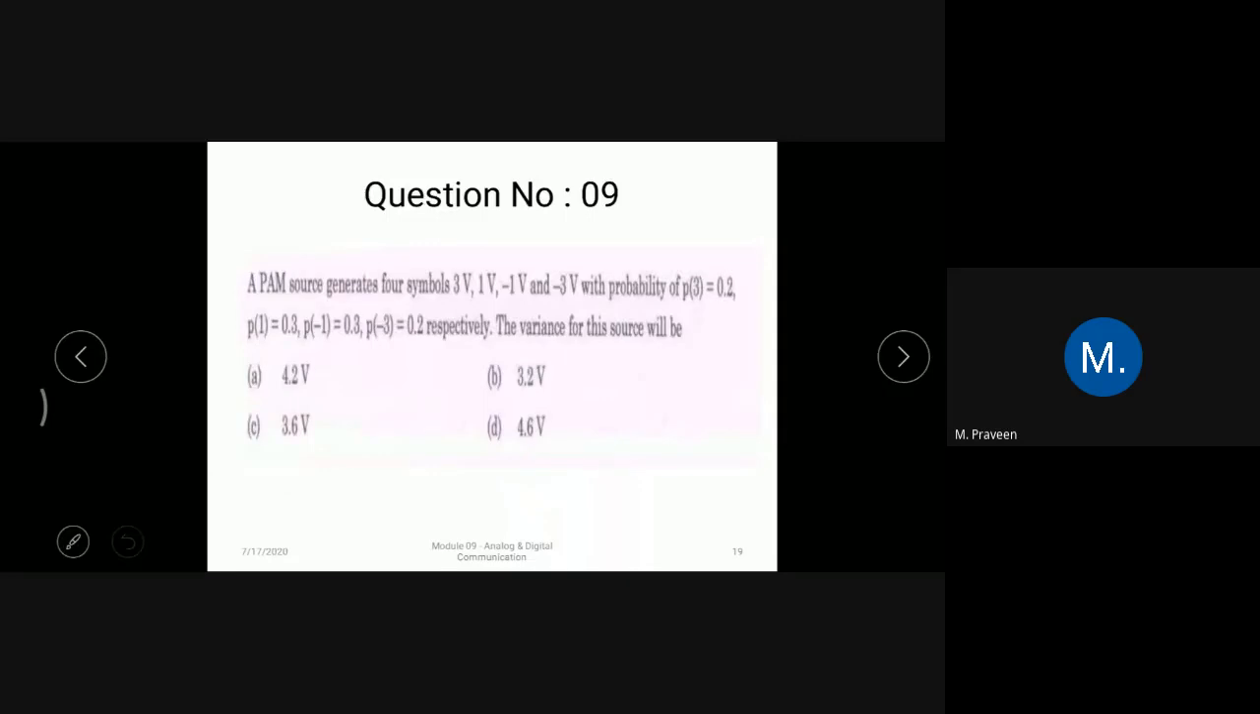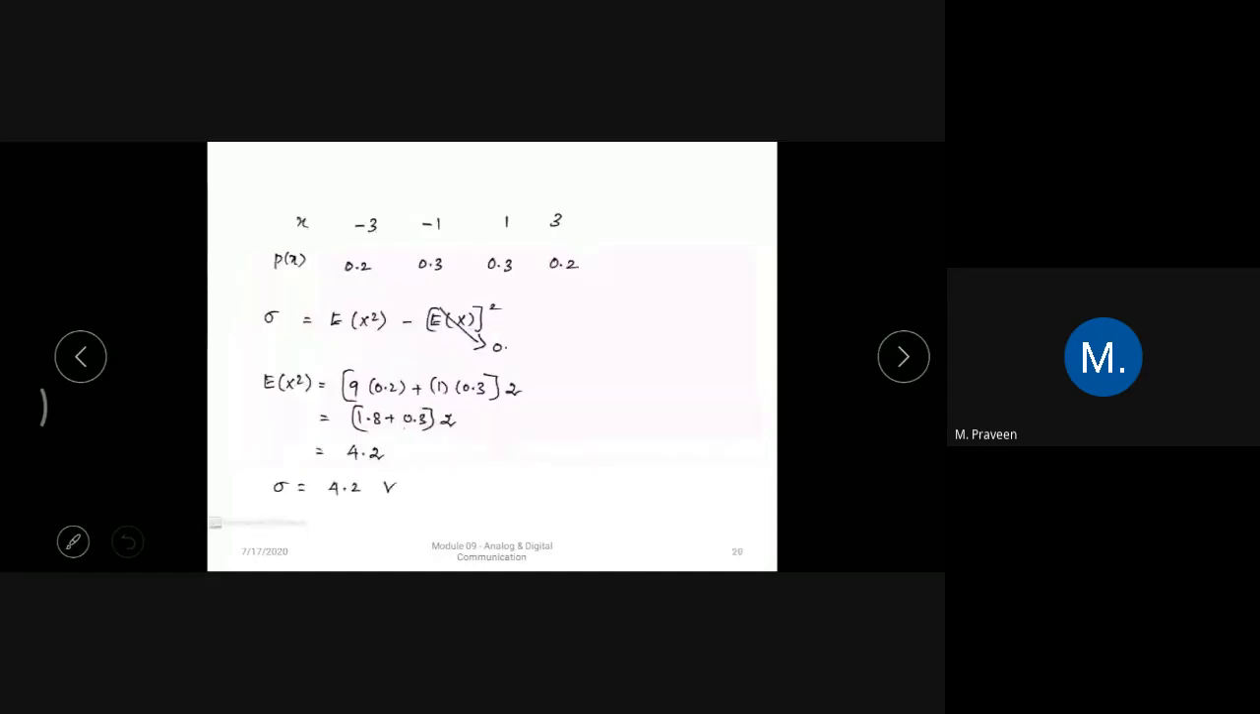And next, it's a very simple one. A PAM source generates 4 symbols: 3 volt, 1 volt, minus 1 volt, minus 3 volt. With the probabilities they mention, P of 3 is 0.2, P of 1 is 0.3, P of minus 1 is 0.3, P of minus 3 is 0.2 respectively. What will the variance of this source be? If they give values with the probability, it is very easy. We can go for the formula.